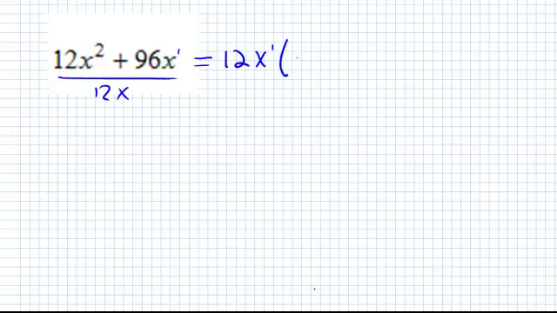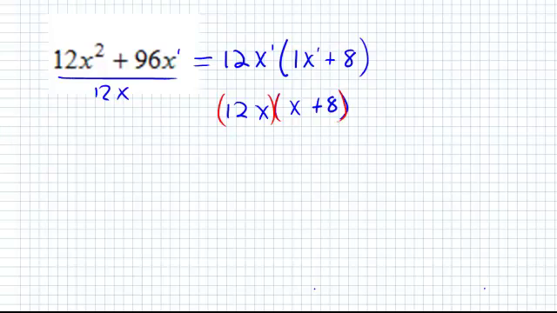So when I do that, I have 12 divided by 12 is 1. X squared and x to the first, plus 96 divided by 12 is 8. X's cancel out, so I'm left with 12x times x plus 8. Is it okay that I drop that 1? Yeah, it's okay to drop that 1. Actually, I prefer it. You don't have to write the 1s as coefficients either. If you do, it's not wrong. It's perfectly acceptable. It's just not common practice.